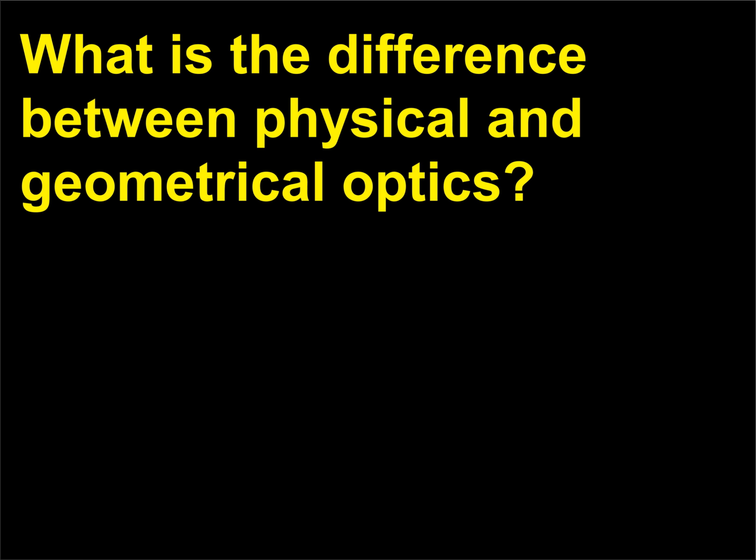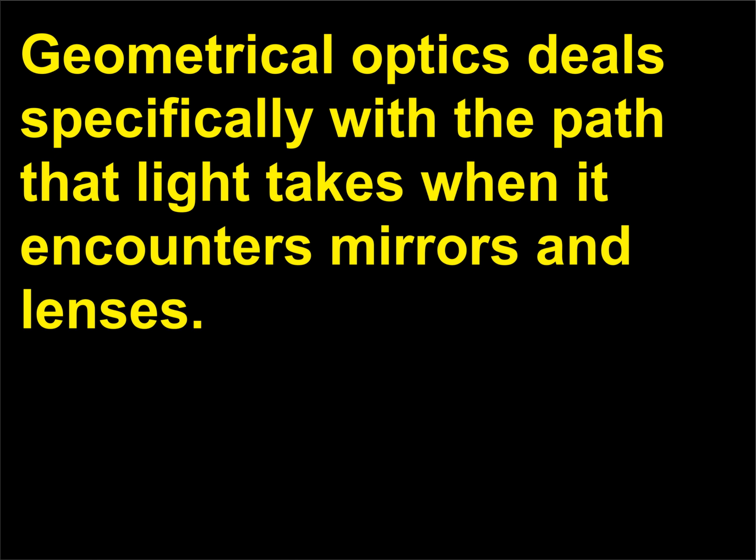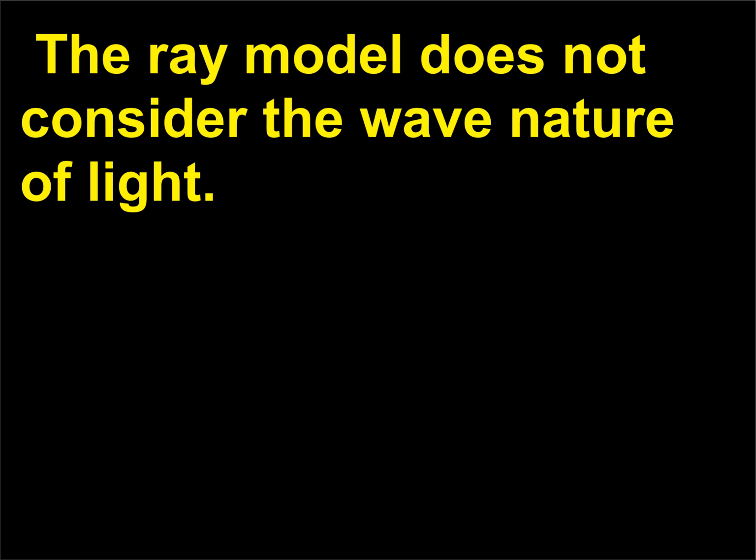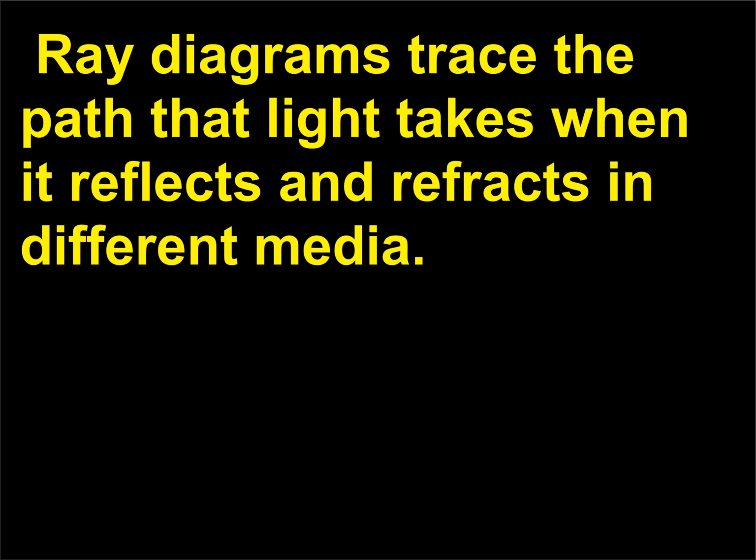What is the difference between physical and geometrical optics? Geometrical optics deals specifically with the path that light takes when it encounters mirrors and lenses. Geometrical optics uses the ray model of light, in which an arrow represents the direction light travels. The ray model does not consider the wave nature of light. Ray diagrams trace the path that light takes when it reflects and refracts in different media.